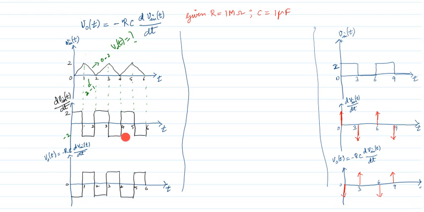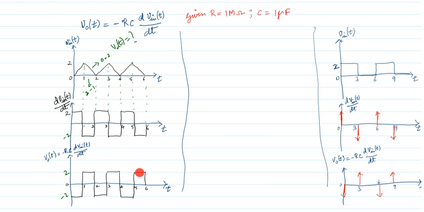But the expression is minus RC dV in by dt. RC is 1, so we have a minus sign. The minus sign just says you invert. Wherever we have plus 2, we will get minus 2, and wherever we have minus 2, we will get plus 2. So the positive goes to the negative side, and the negative part between 1 and 2 goes to the positive side. So if we give this V in as input to our differentiator circuit, the output we receive is this signal.